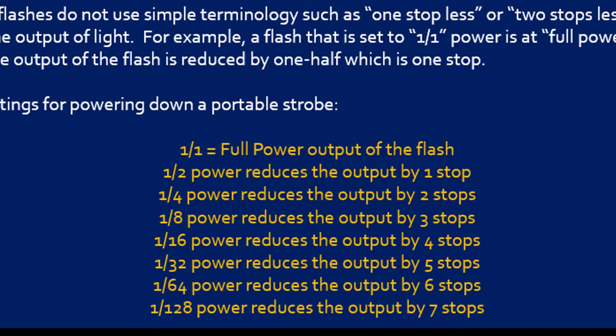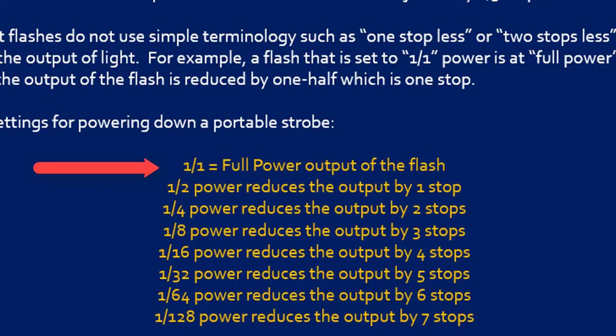Well, again, let's go back to the graph. Remember, each f-stop represents twice as much light or half the amount of light. So if f11 is, let's say, full power, then half the amount of light would mean we would have to open up a stop to f8, right? So when you see these numbers on the back of your flash, it's a whole series of what appear to be ratios. But what those ratios really translate into are how many stops you're powering down that flash from full power.